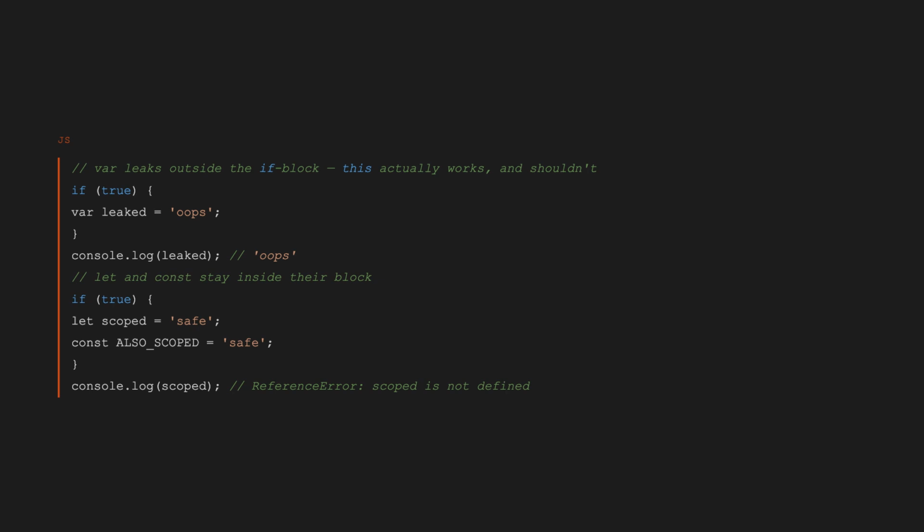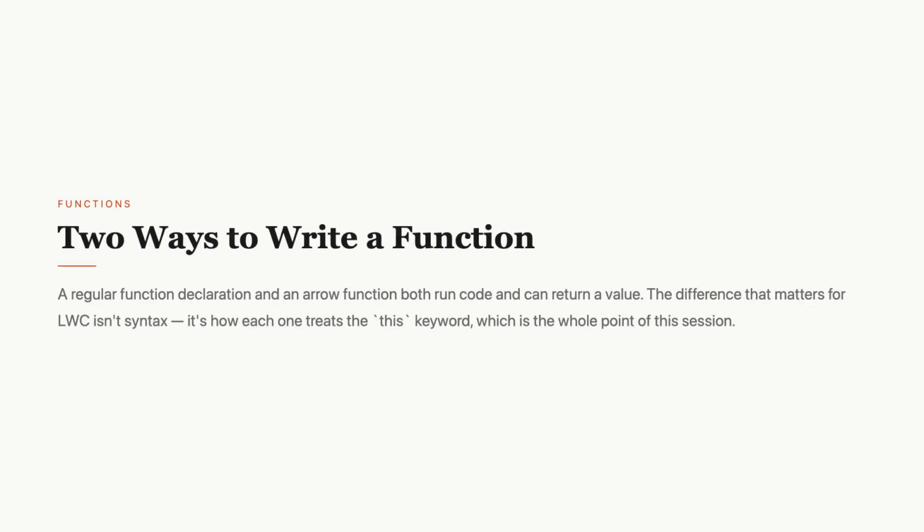Now, two ways to write a function: a regular function declaration and an arrow function. Both run code. Both can return a value. The difference that actually matters for Lightning Web Components isn't the syntax. It's how each one treats the this keyword, which is the entire point of this session. Here's the syntax side by side. A regular function declaration. An arrow function doing the exact same job, assigned to a constant. And the shorthand version, for a single expression, without even needing curly braces or a return keyword.